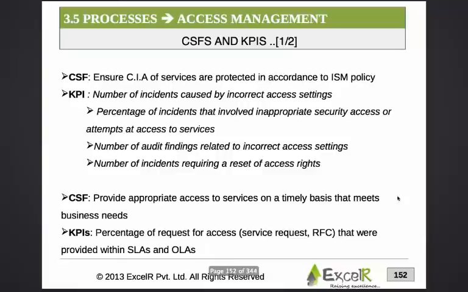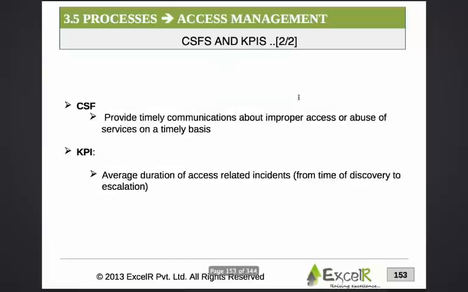And what are the critical success factors? Using access management, you have to protect the CIA. What is CIA? We discussed confidentiality, integrity, and availability. What are the KPIs? Number of incidents caused by incorrect access settings. You are given incorrect access, so how many incidents happen? How many incidents have been raised because of inappropriate security access you have provided? It means you are not doing the CIA properly.